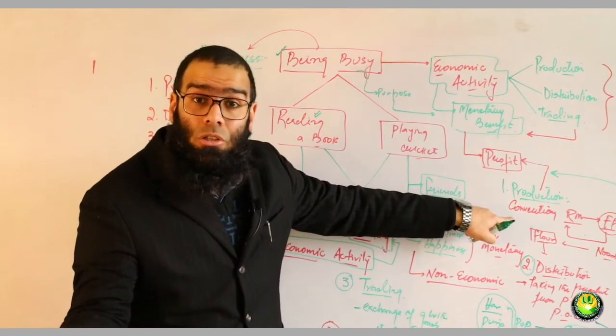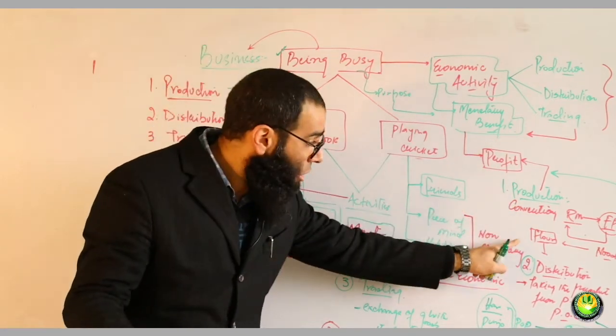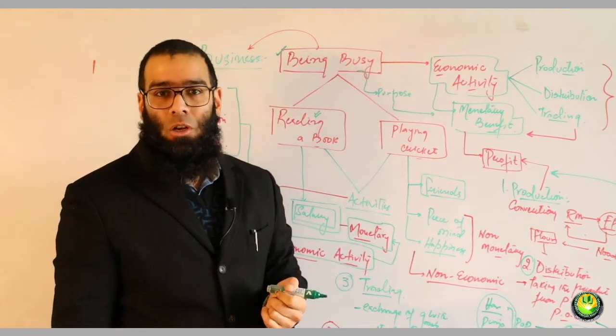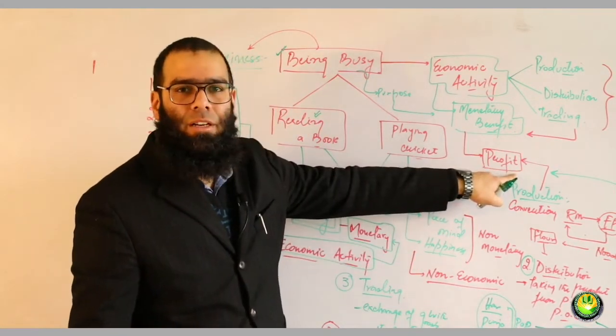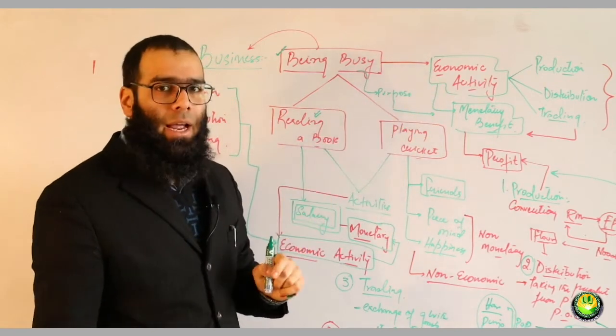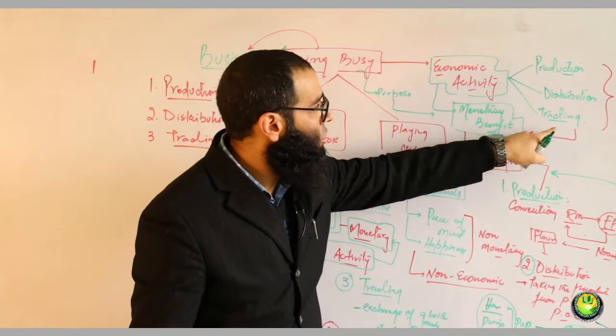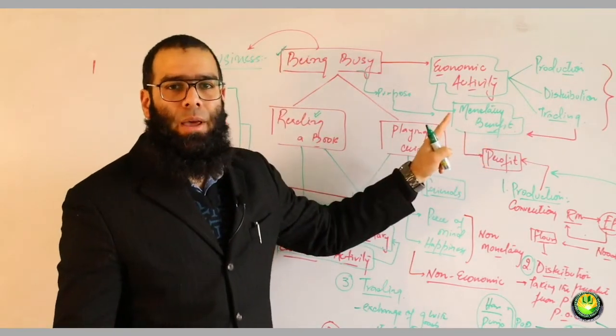The purpose is lost. So production is important, distribution is important, and trading is also important, so that we may earn some monetary benefit. Now, if we go back, that business is an economic activity of production, distribution, and trading to earn some monetary benefit.